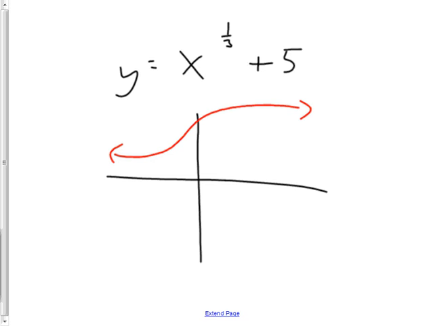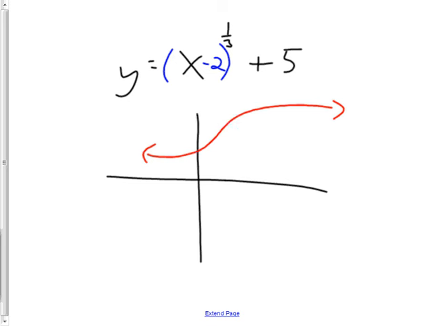Okay. Now, what makes it move left or right? The way here makes it move left or right. So if I make it like -2, now I move where? Right 2. Now it's kind of hard to tell when you move the graph right 2, but there we go.